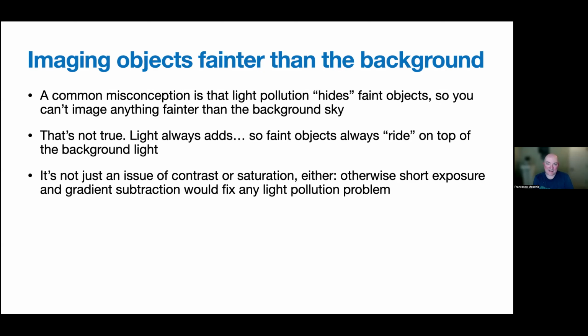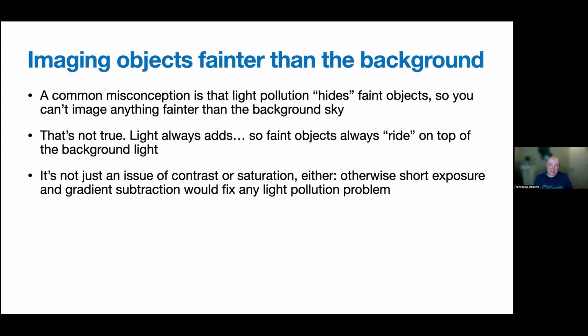Light always adds. So even a faint object would always ride on top of the background light, not under the background. If you have a background sky that gives you one photon per second per pixel, and you only get half a photon per second per pixel from an astronomical object, you're still going to have 1.5 photons per second per pixel if you're imaging the object. So there's always additional light.